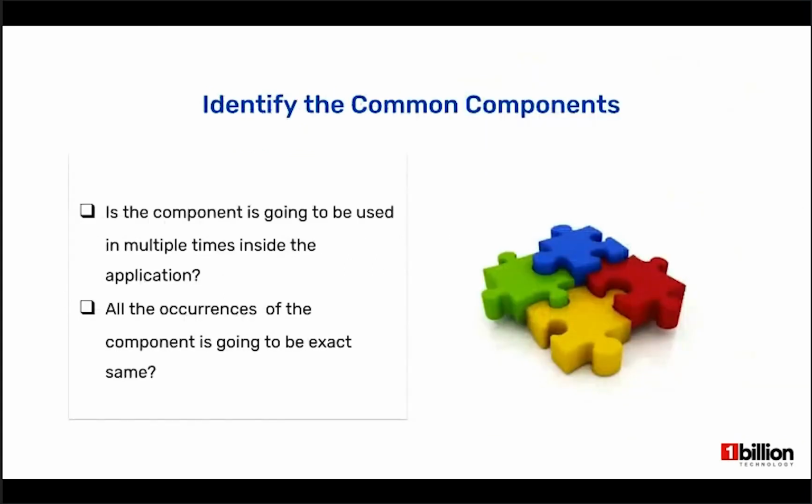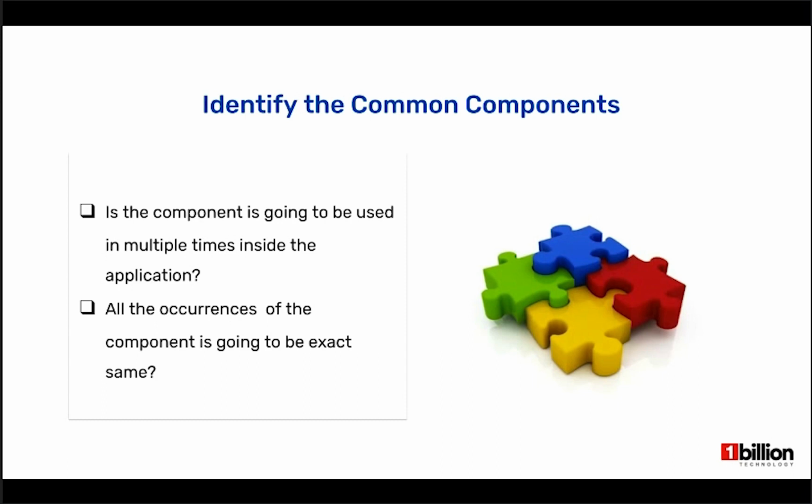Okay, now we focus on how to identify common components. For example, if a particular component is only used in one location, there is no point in making it a reusable component. By the way, if a particular code segment or component is going to be reused multiple times inside your application, it's a good idea to make it a reusable component.